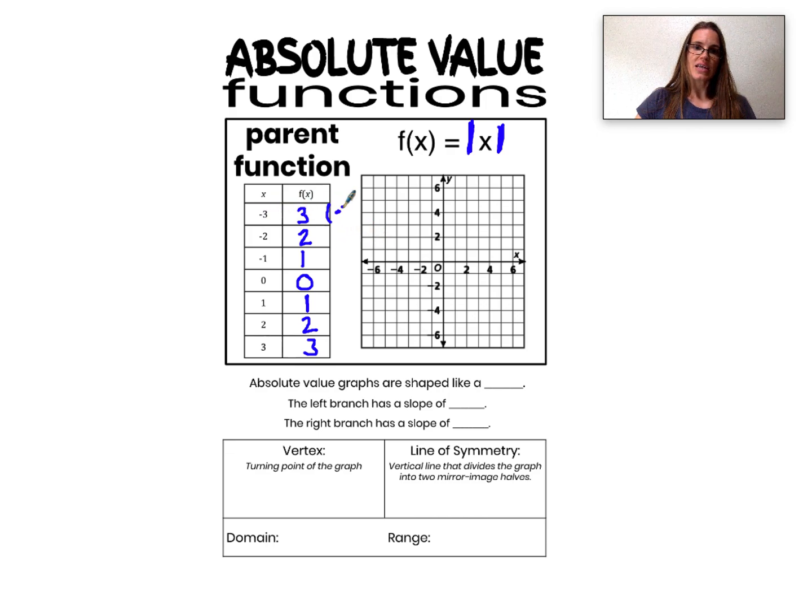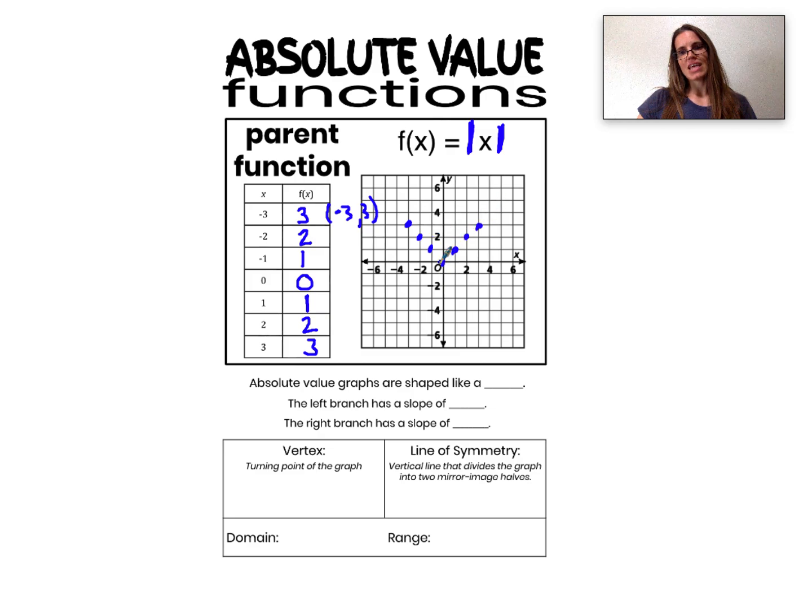So this tells me that the ordered pair -3, 3 exists on my graph of my parent function, on my graph of f of x equals the absolute value of x. -3, 3 is my first ordered pair. Then -2, 2, -1, 1, 0, 0, x equals 1, f of x equals 1, x equals 2, f of x or y equals 2, and then my final ordered pair from my table is 3, 3.